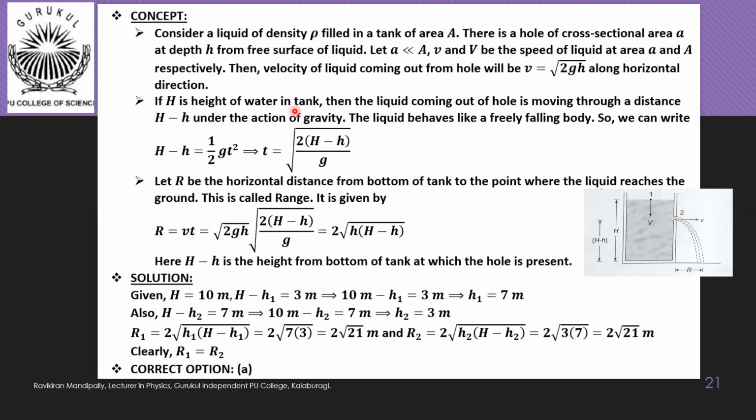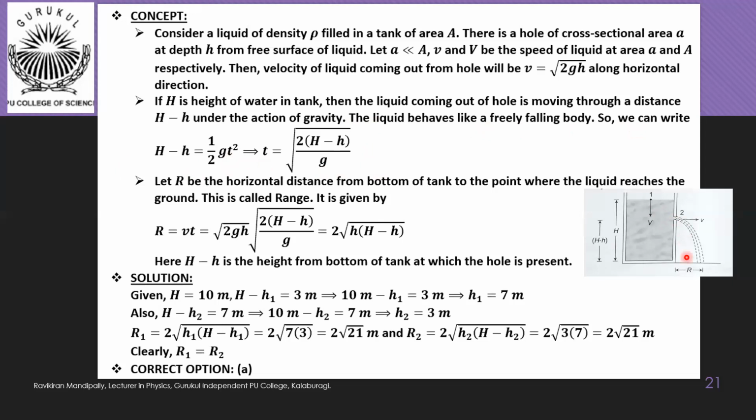If capital H is the height of water in the tank, then the liquid coming out of the hole is moving through a distance of capital H minus small h under the action of gravity, and the liquid will behave like a freely falling body. So using the second equation of motion, x is equal to ut plus half gt square, in only the vertical direction, where the initial velocity is 0, we get capital H minus small h is equal to half gt square. From this, t is equal to root of 2 into capital H minus small h by g. This is the time taken by the liquid coming out of this hole to reach the ground.